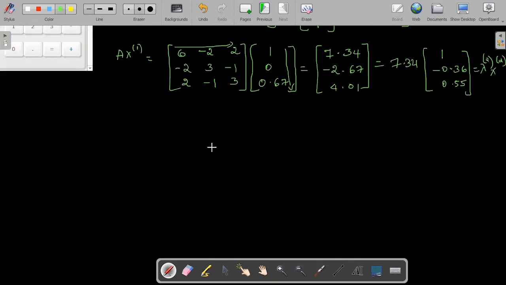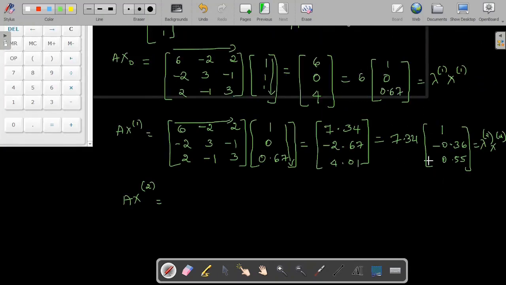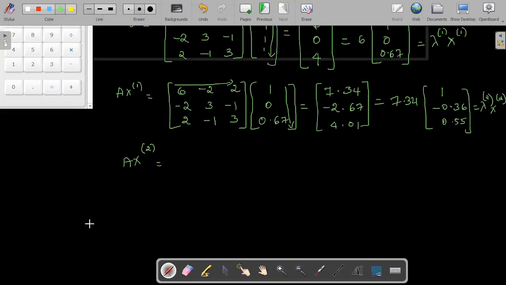Now continue this process until you get a close approximation. Sometimes they will specify in the question how many iterations have to be done. Here I am continuing as it is not specified, because there is a huge difference between 6 and 7.34, and the eigenvector values are also different. You should get some close approximations.